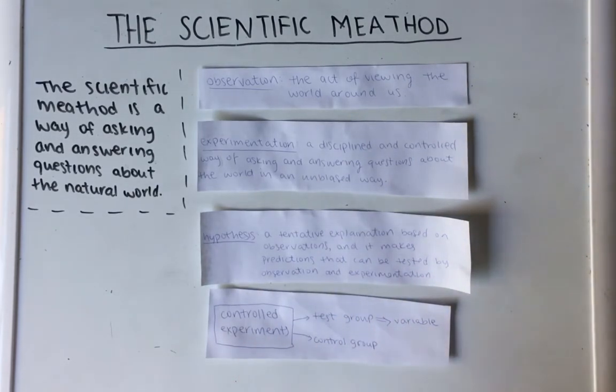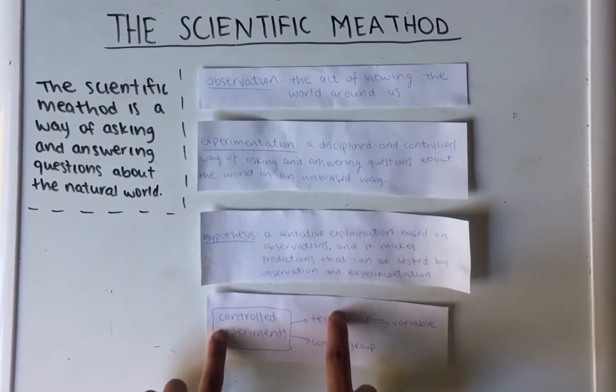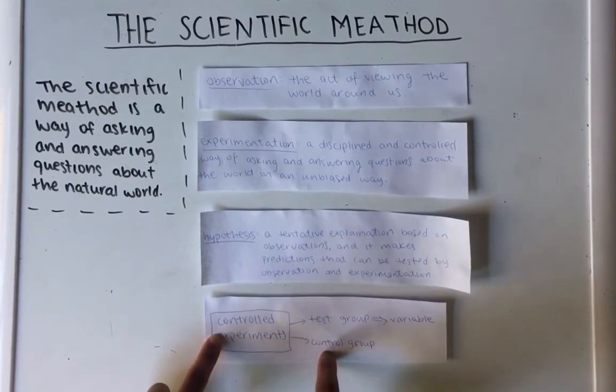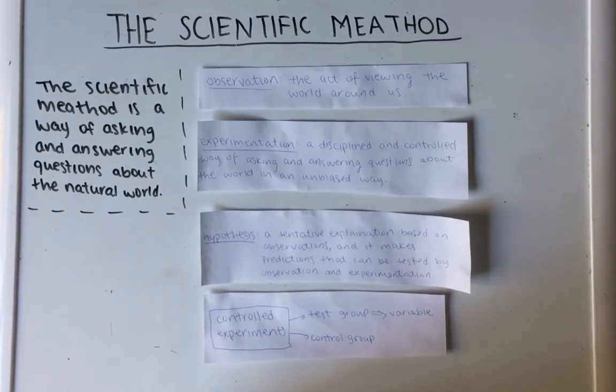In this kind of experiment, there is a test group and a control group. The control group has all variables remain constant, so everything in the control group is the same, there's no change. But in the test group, there is usually one change, and that is the variable. That's where the variable is introduced, and that helps us to see what kind of effect the thing that you change, which is the variable, has on the experiment.